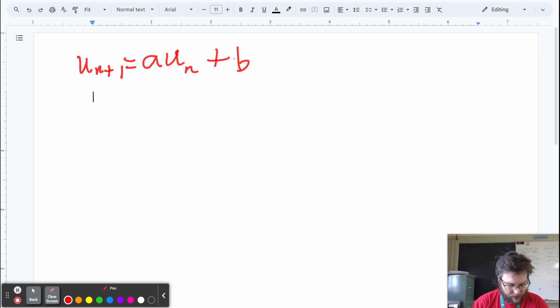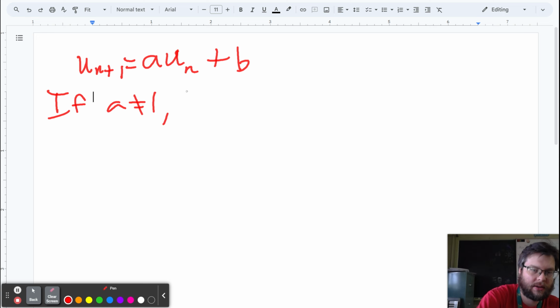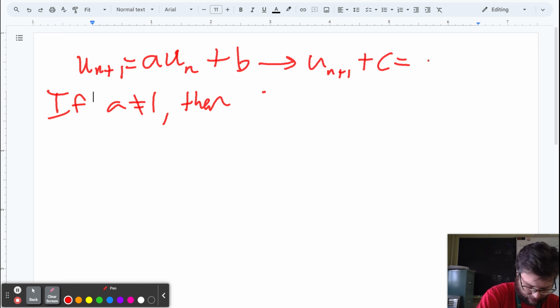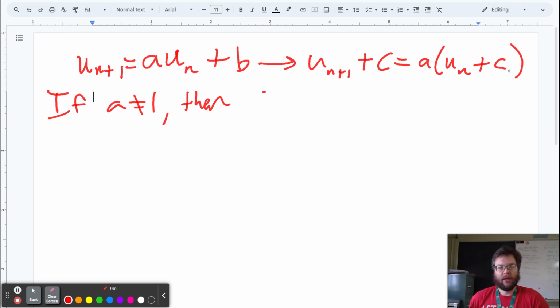Okay. So, what we are told initially is that if A does not equal 1, then apparently this recurrence relation can be written like this: u(n+1) + c = A times (u(n) + c). Okay, so let's do it.